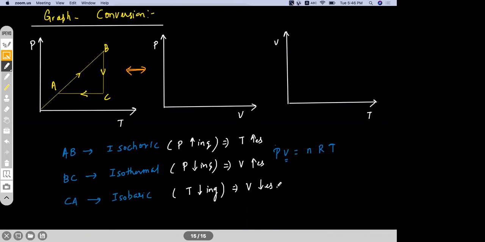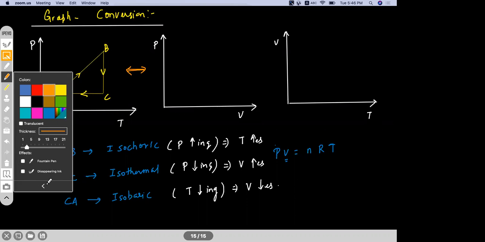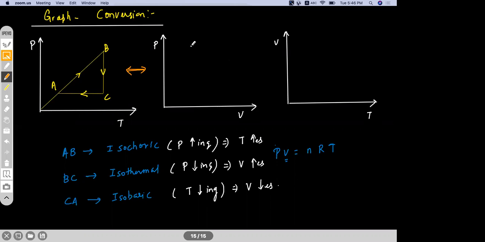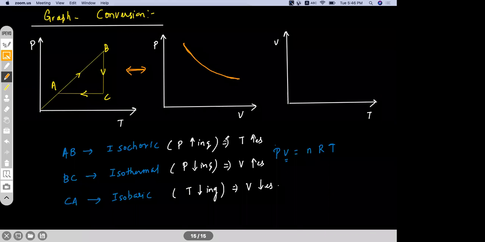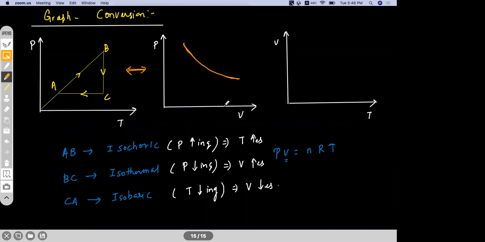Okay, so this is one thing. Now we know this PV graph at constant temperature goes like this. It is a rectangular hyperbola, and we have done this in the gaseous state also. The graph goes like this, isn't it? Any doubt in this? This is the PV graph we have. Constant temperature, it is an isothermal graph. So the BC process is this.